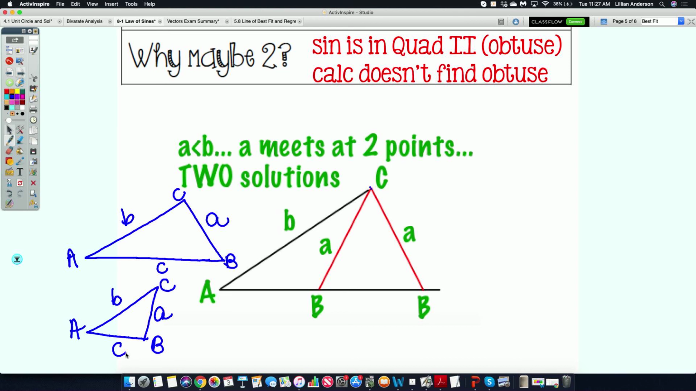This is what I was talking about with the ambiguous case. You can potentially have 2 triangles where a is still the same, b is still the same, but C has a different angle measure and side length, and the same thing with B. They'll have a different side length and angle measure. So we're going to look at some situations so you can see it and, of course, know when to check for it.